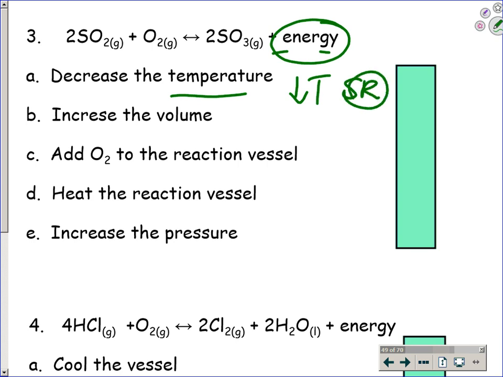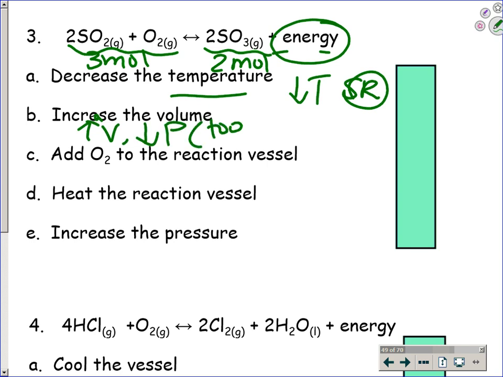Okay, increase the volume. Okay, so what did you guys do? You looked at moles, right? So this is moles of gas. How many moles are over here? 3 moles of gas. And over here, 2 moles of gas. Okay, so if you increase the volume, what does that do to pressure? Decreases pressure. So there are few collisions. So that's our problem. There's too few collisions. How do I make more collisions happen? Shift left, because there's more moles of gas on the left side than the right side.